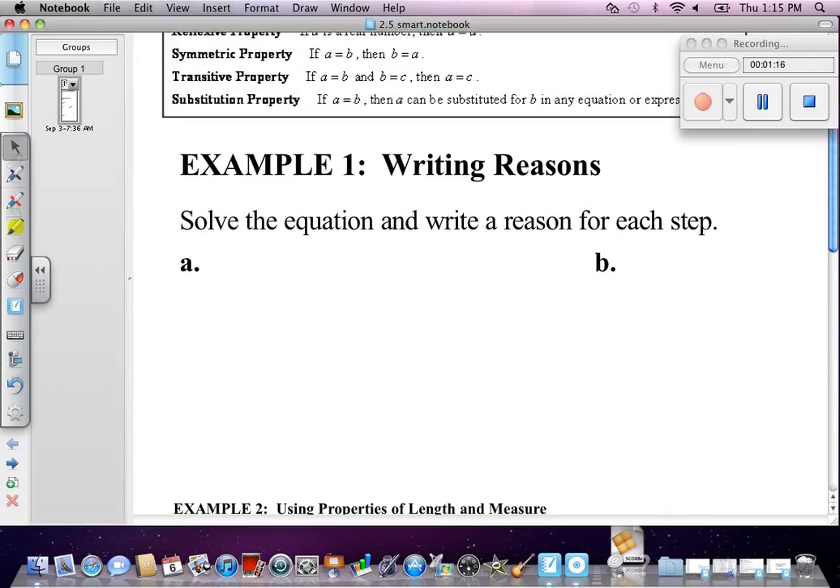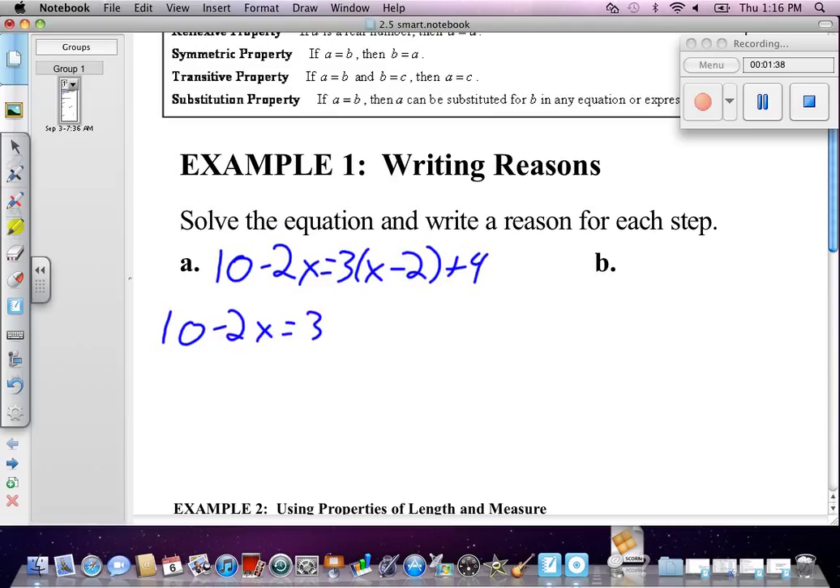All right, let's look here at example 1. We've got 10 minus 2x equals 3 times (x minus 2) plus 4. My first step is going to be distribute. So I get 10 minus 2x equals 3x minus 6 plus 4. But I have to put the word next to it, distribute. Next, I'm going to combine like terms.